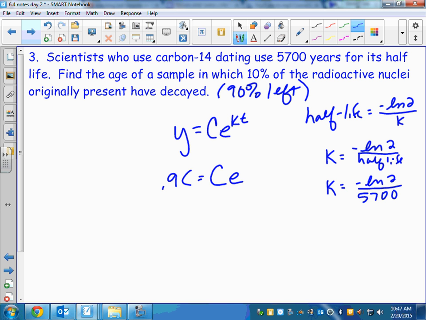And then I'm just going to write e to the kt power, and then I'm just solving for time on this. But I just want to make sure we talked about one with the percentage on it. I got like 866 years. We have ln of 0.9 divided by k, which is negative ln of 2 divided by 5,700, or you can type that decimal in there.